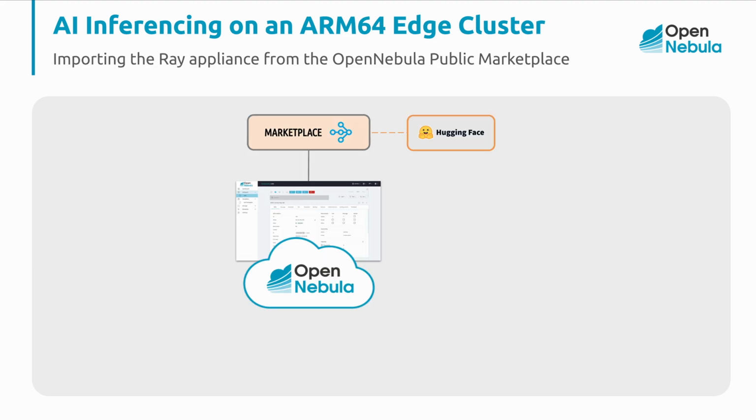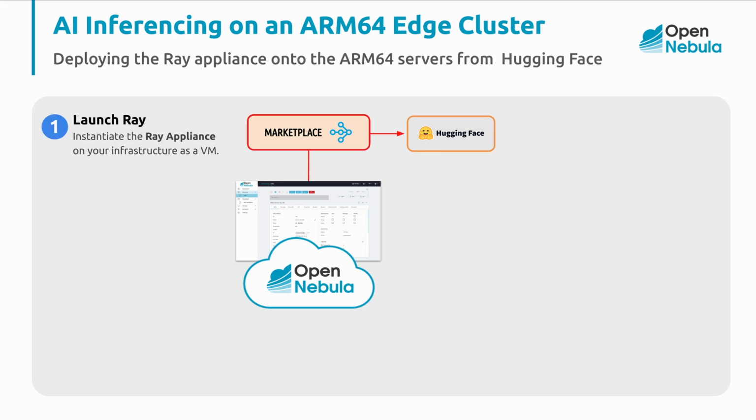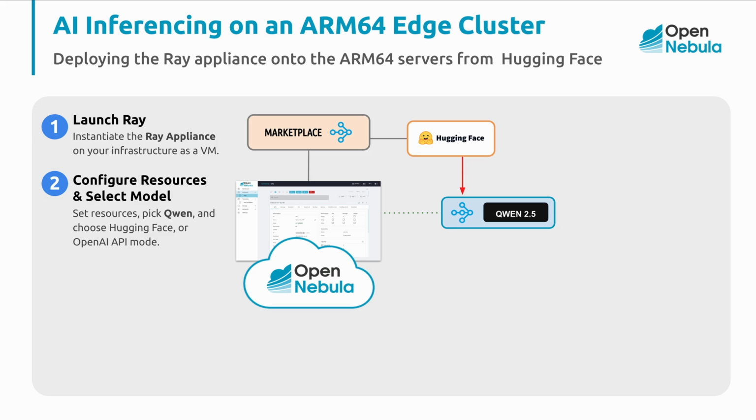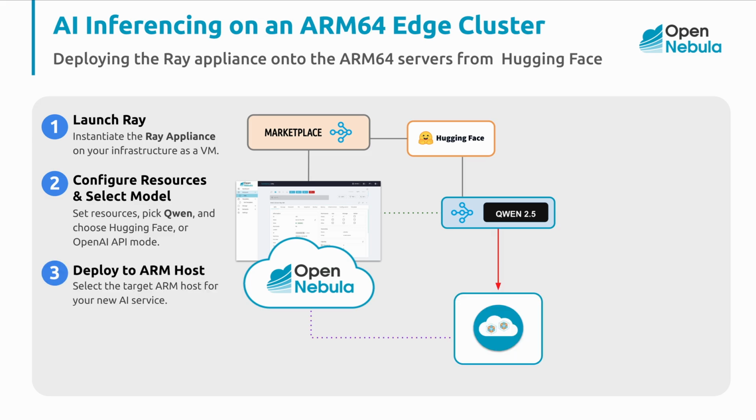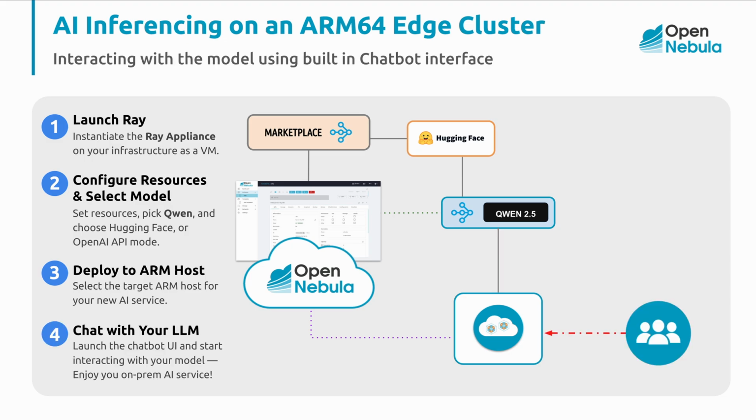In the scope of this demonstration, we are having the Ray appliance downloaded from the OpenNebula Marketplace. The appliance is made for ARM64 architecture and configured to be deployed with the QWEN 2.5 model from Hugging Face, then instantiated and deployed to an Ampere ARM host. As the final touch, we are going to interact with the model using the built-in ChatBot.